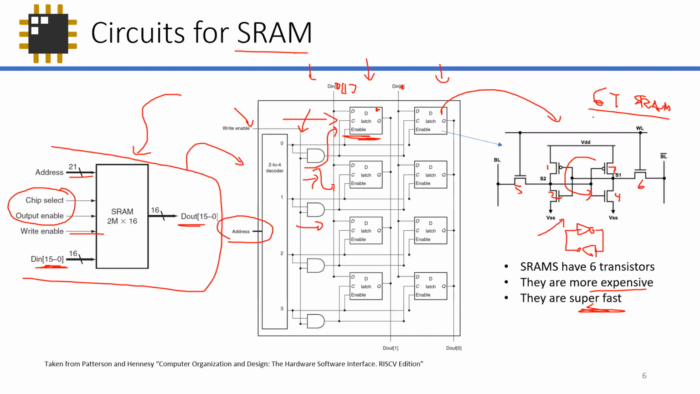And the way you'd access it is that you activate a word line. Then when you put a connection between these two lines, the bit line and the bit line bar, these are connections to probe what's the state of the transistors or the inverters inside. So that's how SRAMs are actually built.